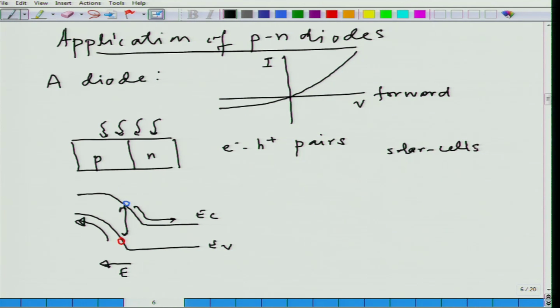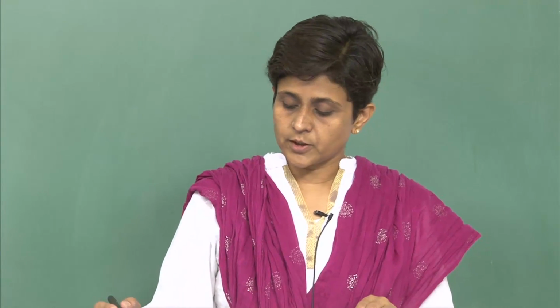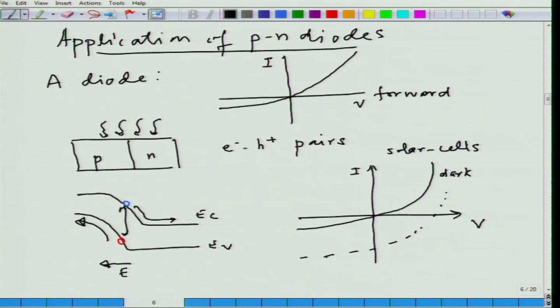So, I take two materials, make a p-n diode, I shine light on it, and I would find that I can generate power through that. When I look at the solar cell, I will use the same p-n diode with current and voltage. This would be the p-n diode in the dark, and if I shine light on it, the current characteristics are going to change because of the additional electron hole generation.